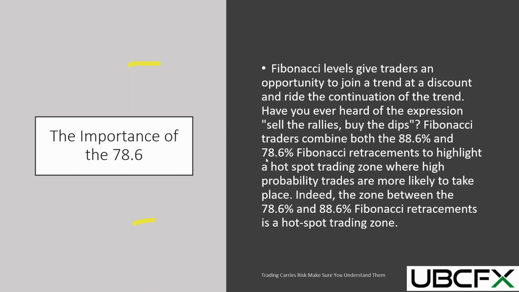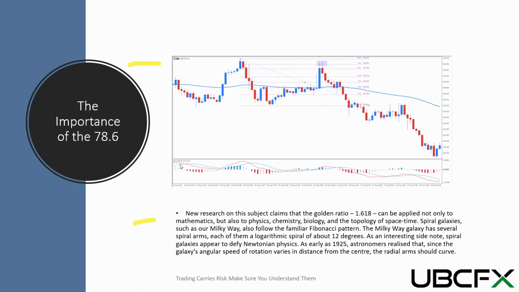Have you ever heard the expression, sell the rallies and buy the dips? Fibonacci traders can combine the 88.6, which is really too steep for CFD trading, and the 78.6 Fibonacci retracement to highlight a hotspot or trading zone where probability trades are more likely to take place. Indeed, the zone between the 78.6 and the 88.6 Fibonacci retracement is a hot spot trading zone.